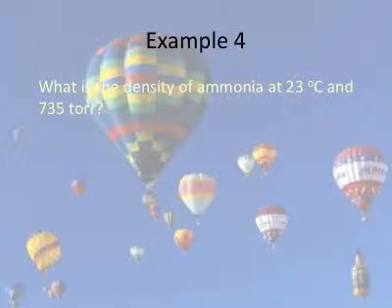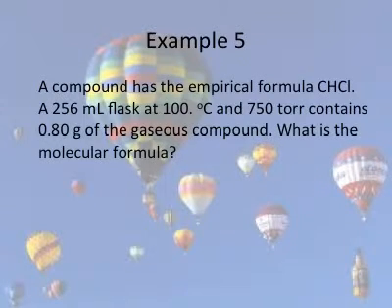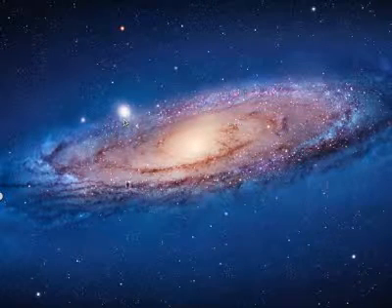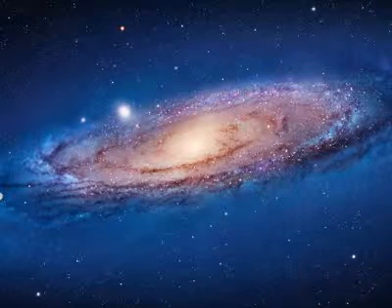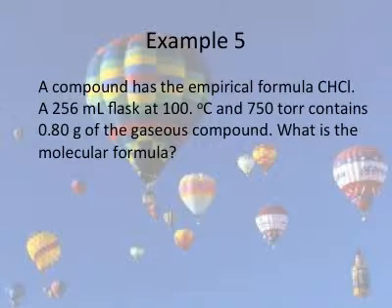All right, so example 4. We just did. Example 5. There we go. Okay, example 5 says a compound has the empirical formula CHCl, a 256 milliliter flask at 100 degrees Celsius and 750 torr, contains 0.8 grams of the gaseous compound. What is the molecular formula? Uh-oh.